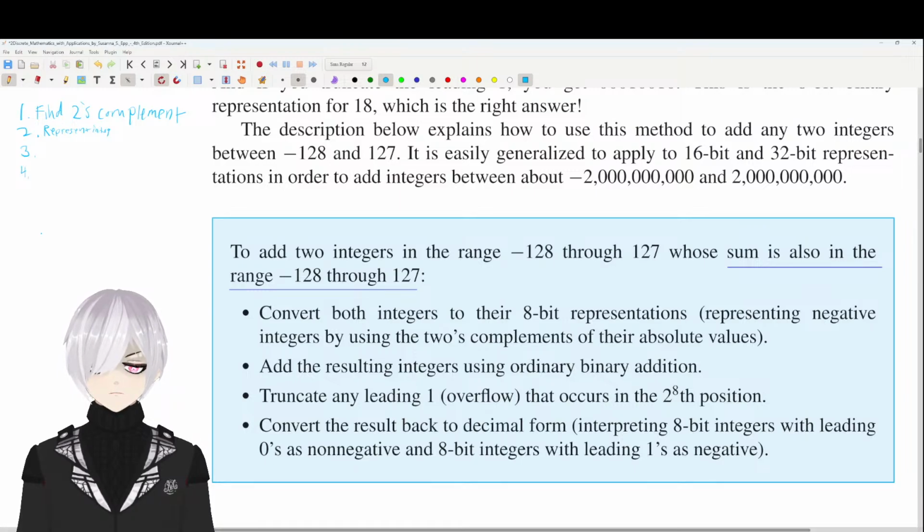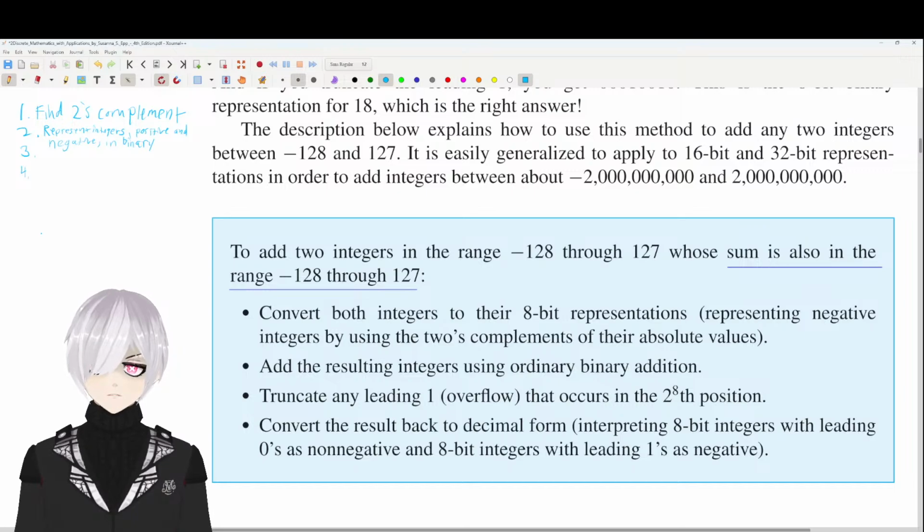And that method was, for the numbers from 0 to 127, we just represent them in binary as usual. All of those will have a leading 0, a 0 in the leftmost spot if they have 8 bits. And then the negative integers from negative 1 to negative 127, each of those is going to be represented as the two's complement of its absolute value.